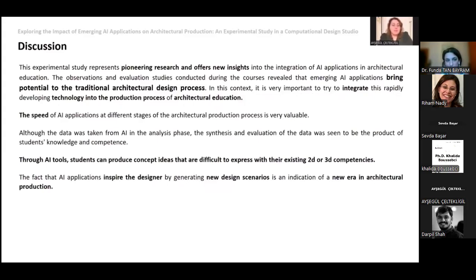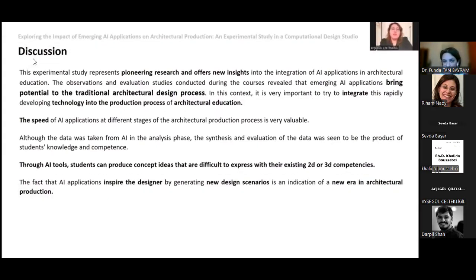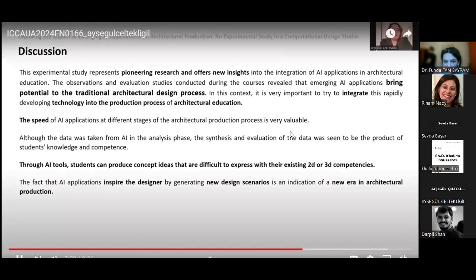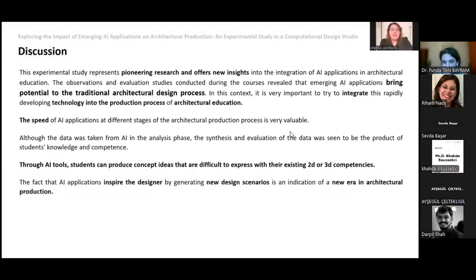This experimental study represents pioneering research and offers new insight into the integration of AI applications in architectural education. The observation and evaluation studies conducted during the courses revealed that emerging AI applications bring potential to the traditional architectural design process. In this context, it is very important to try to integrate this rapidly developing technology into the production process of architectural education. Through AI tools, students can produce concept ideas that are difficult to express with their existing 2D or 3D competencies. The fact that AI applications inspired the designer by generating new design scenarios is an indicator of a new era in architectural production.